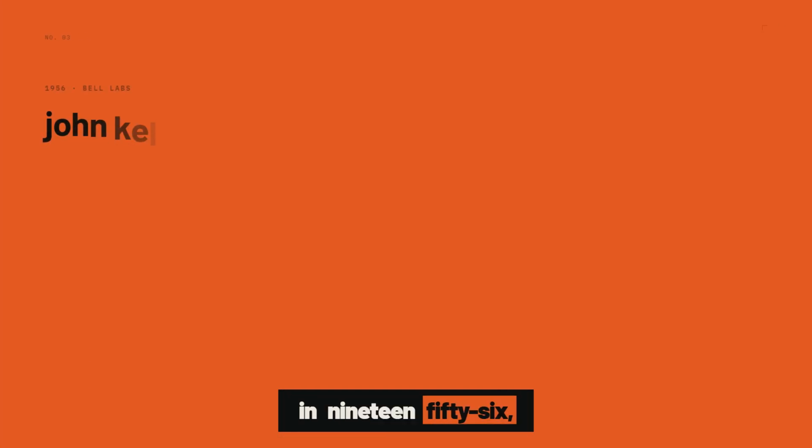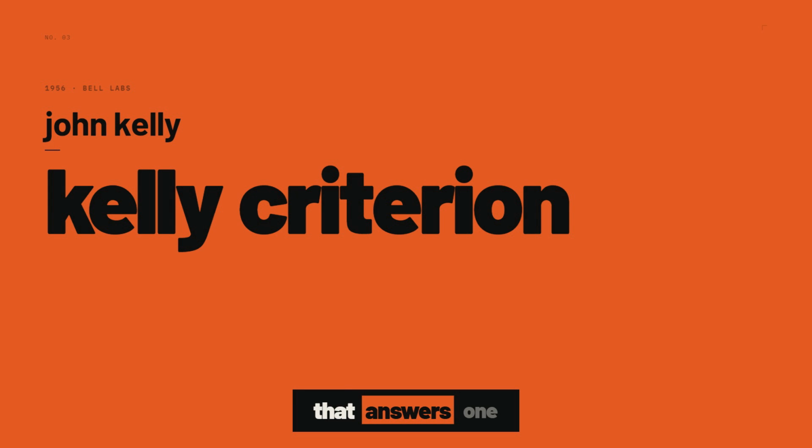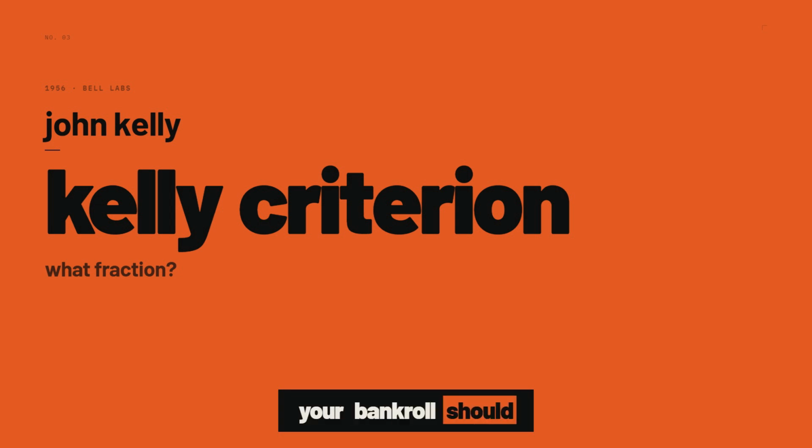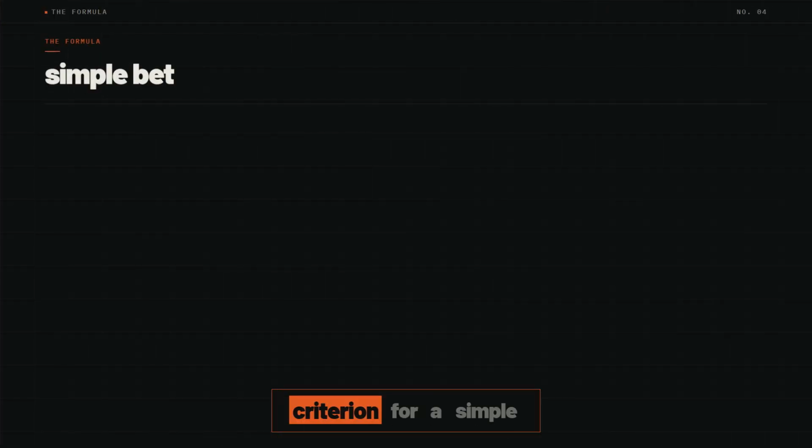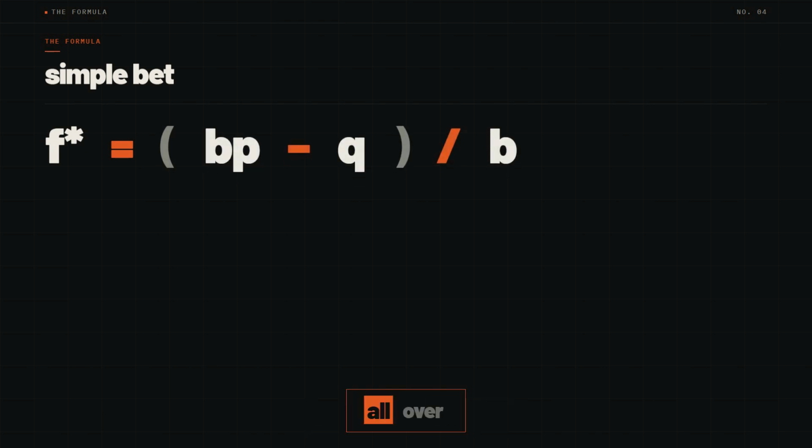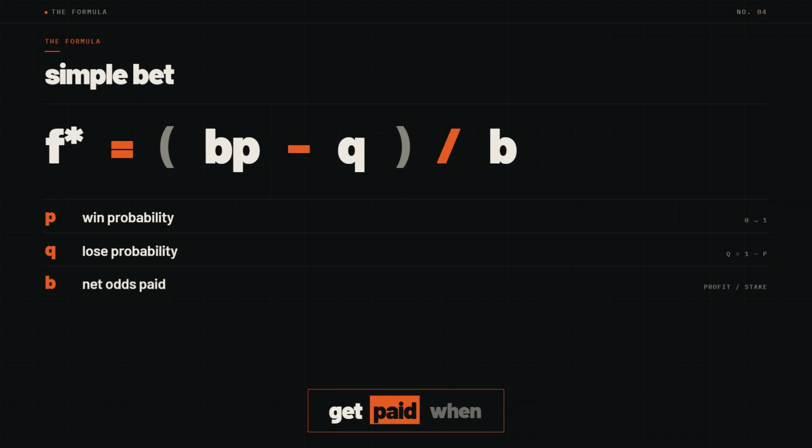In 1956, Bell Labs researcher John Kelly published a formula that answers one question: given a true edge, what fraction of your bankroll should you risk? Here's the Kelly Criterion for a simple bet. F star equals BP minus Q, all over B. P is your win probability. Q is 1 minus P. B is the net odds you get paid when you win. The result is the fraction of your current bankroll to put at risk.